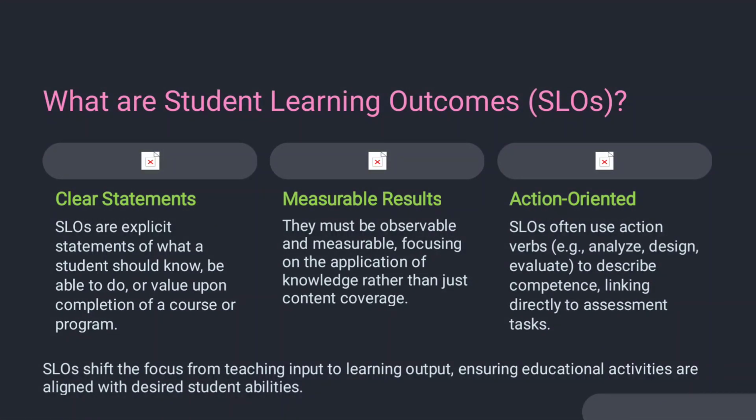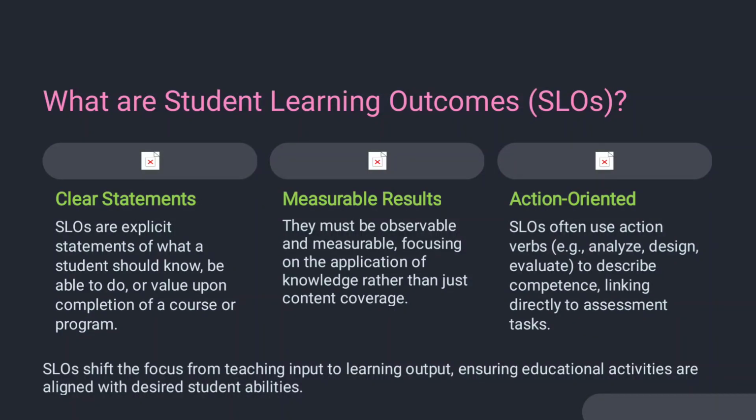What are student learning outcomes? Student learning outcomes are explicit statements of what a student should know, be able to do, or value upon completion of a course or program. Further, student learning outcomes provide measurable results. They must be observable and measurable, focusing on the application of knowledge rather than just content coverage.